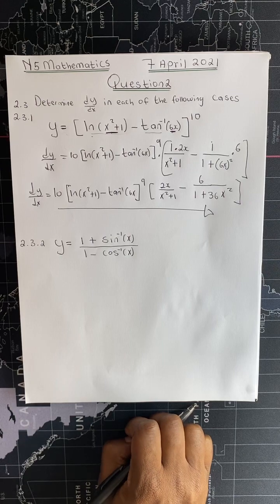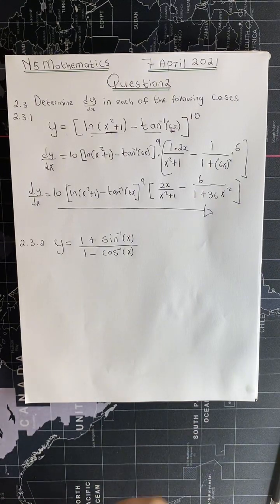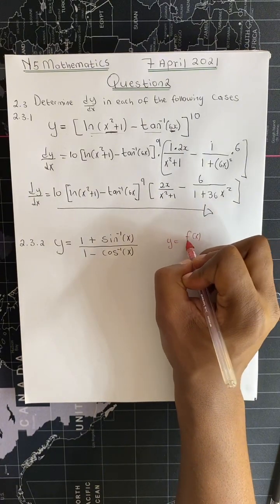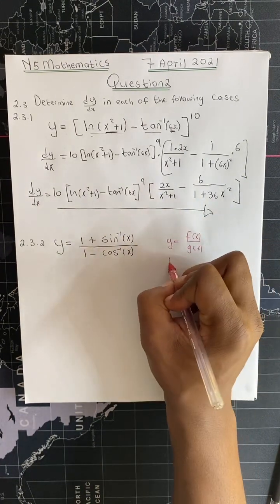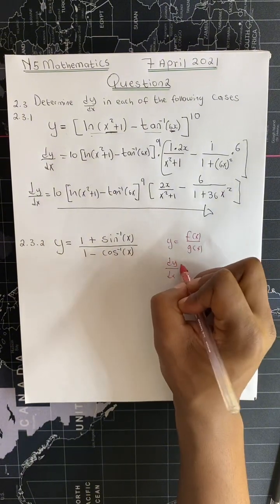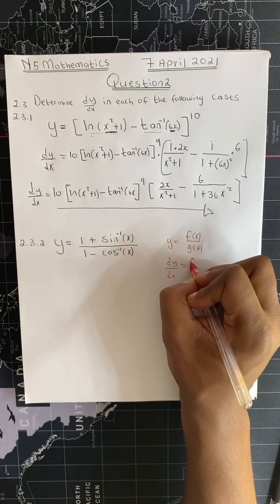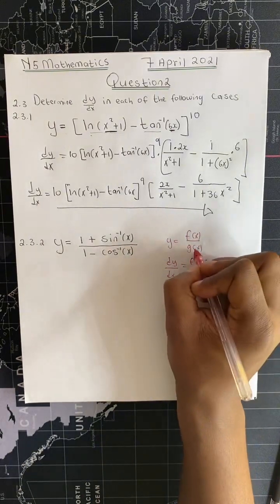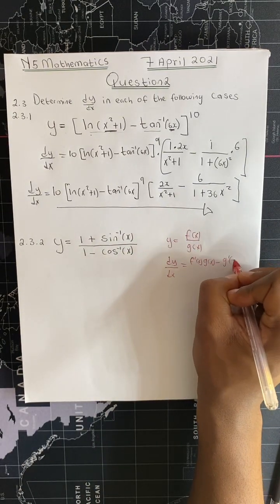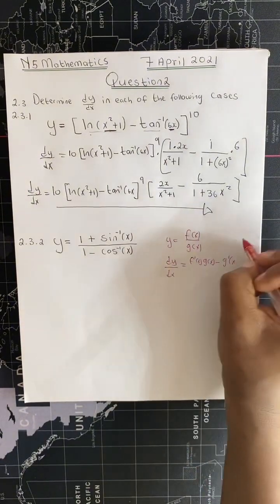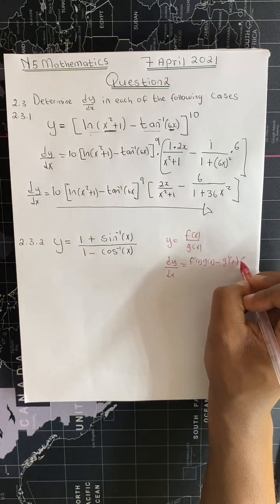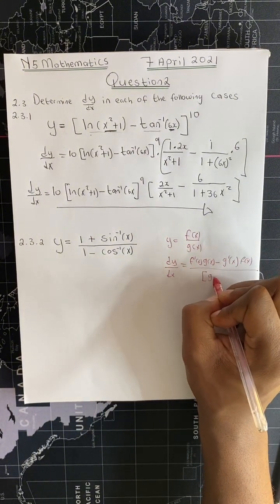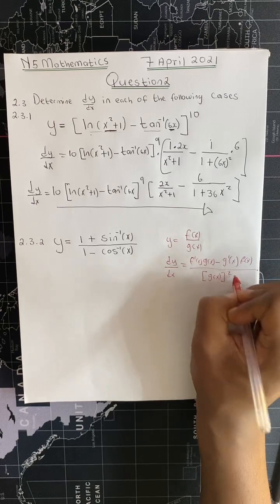For question 3.2, we have to use the quotient rule. So if you have y is equal to f of x over g of x, the derivative of y with respect to x is equal to the derivative of f of x multiplied by the g of x minus the derivative of the g of x multiplied by f of x, all divided by g of x squared.